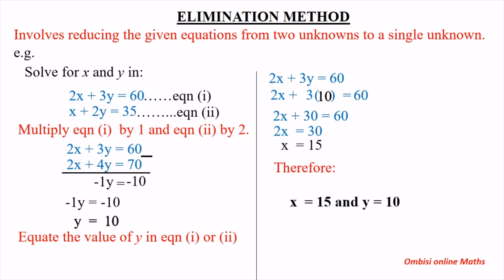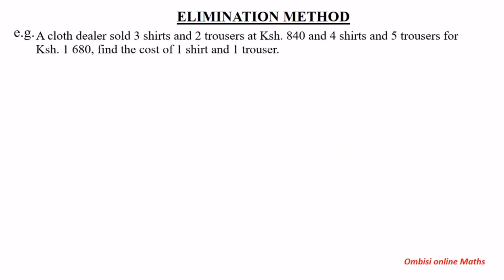We go ahead and look at a second example in form of a word question. It goes like, a cloth dealer sold 3 shirts and 2 trousers at 840 Kenya shillings, and 4 shirts and 5 trousers at 1,680 shillings. So they want us to find the cost of 1 shirt and 1 trouser. So how do we go about this?